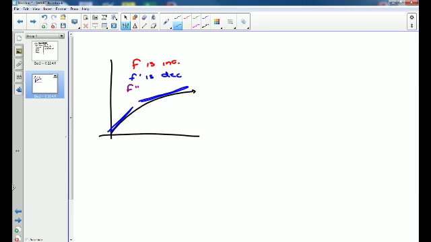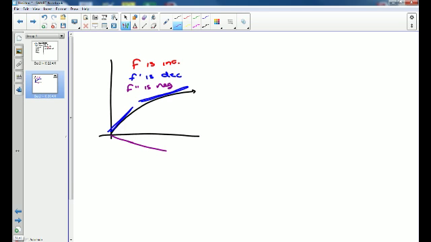What would f double prime look like? These slope numbers are going down. So f double prime would be positive or negative? Negative. So they just keep going down on that one? So f double prime would actually be down here.